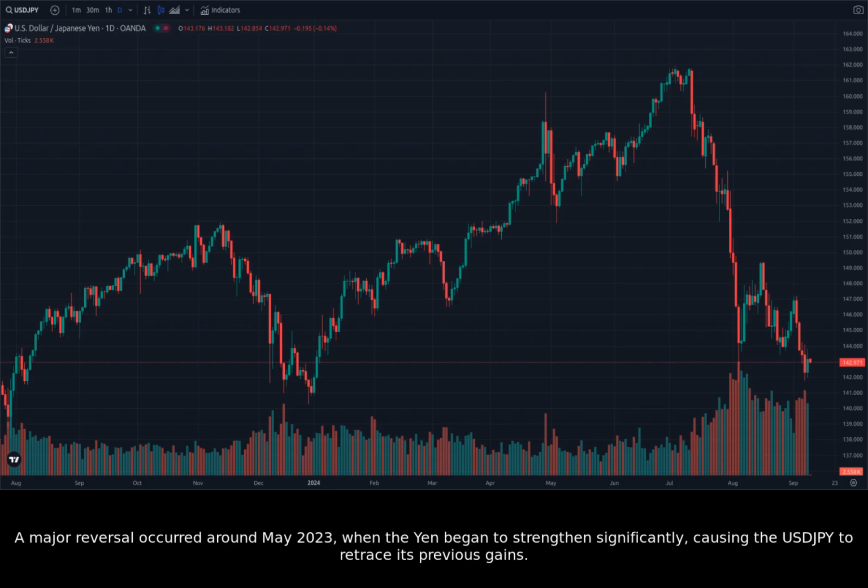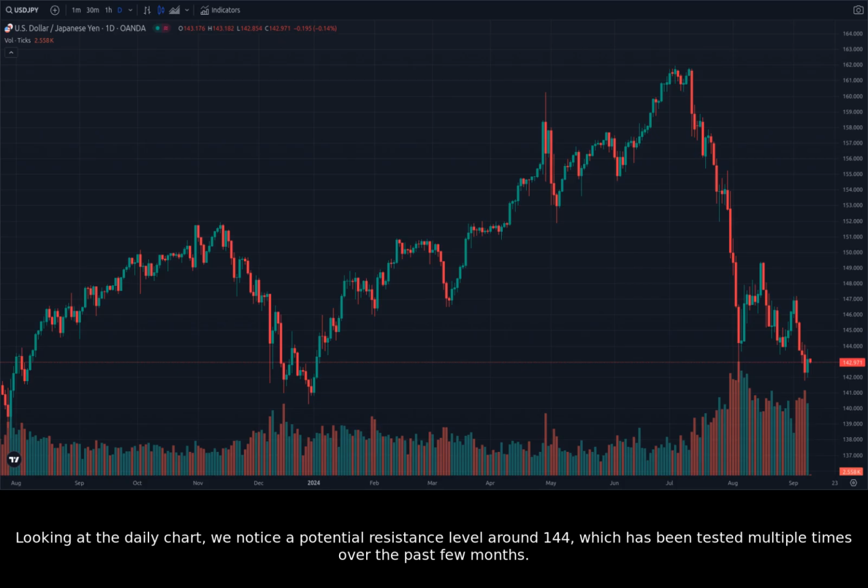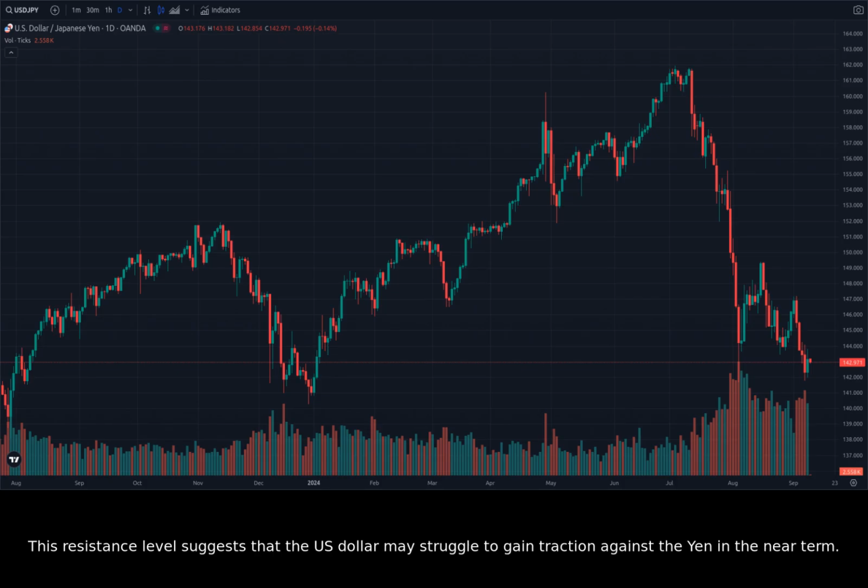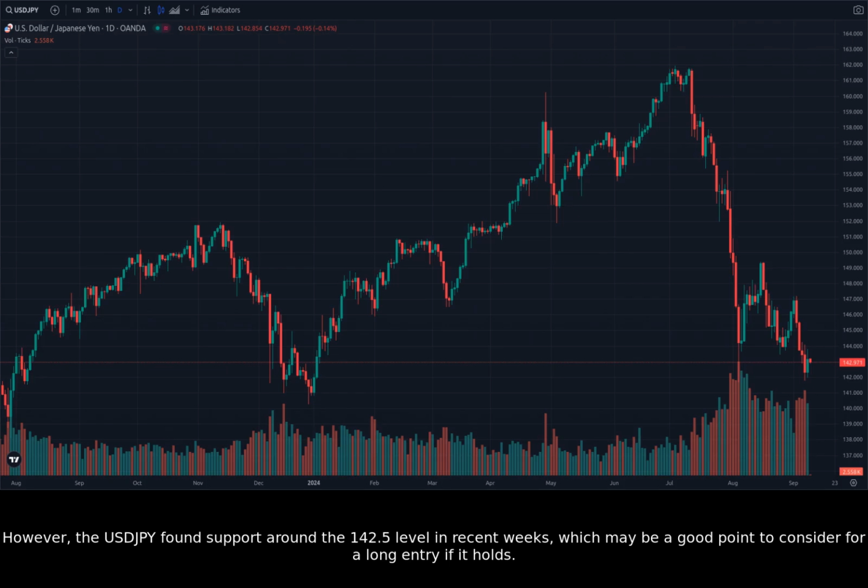previous gains. Looking at the daily chart, we notice a potential resistance level around 144, which has been tested multiple times over the past few months. This resistance level suggests that the US dollar may struggle to gain traction against the yen in the near term. However, the USDJPY found support around the 142.5 level in recent weeks, which may be a good point to consider for a long entry if it holds.